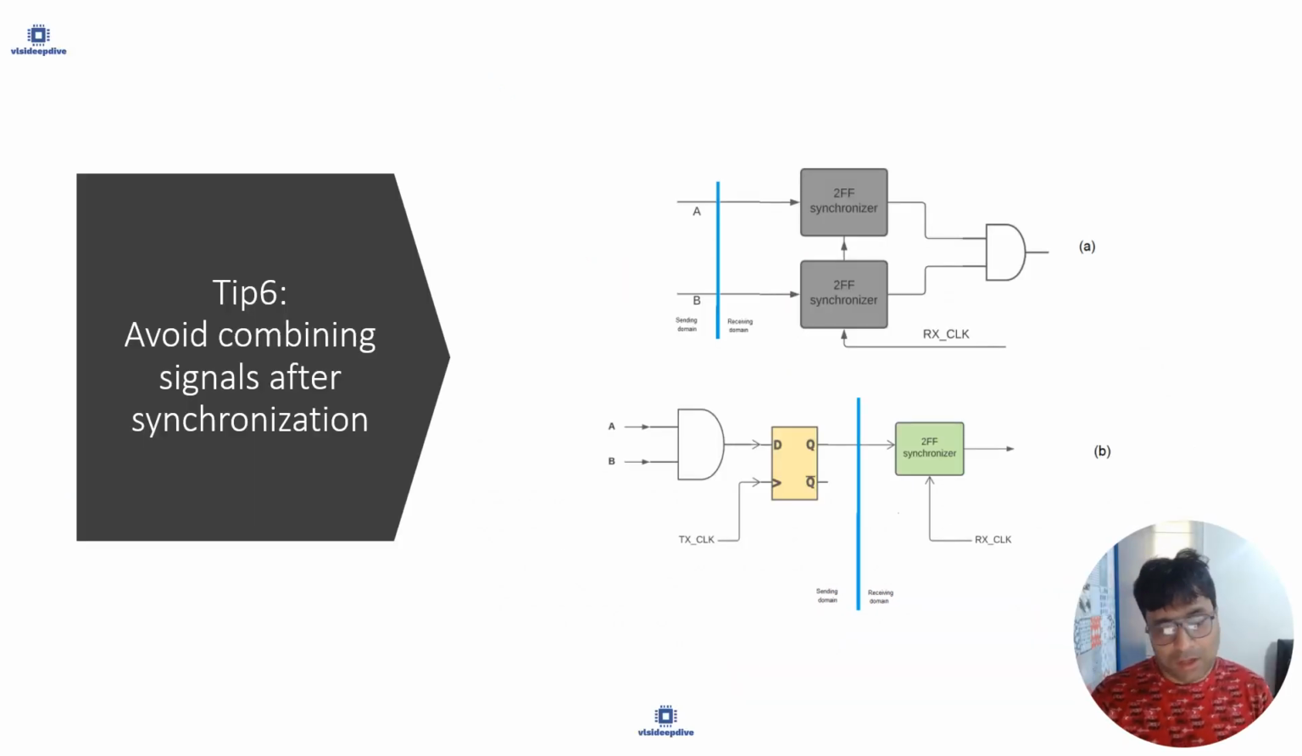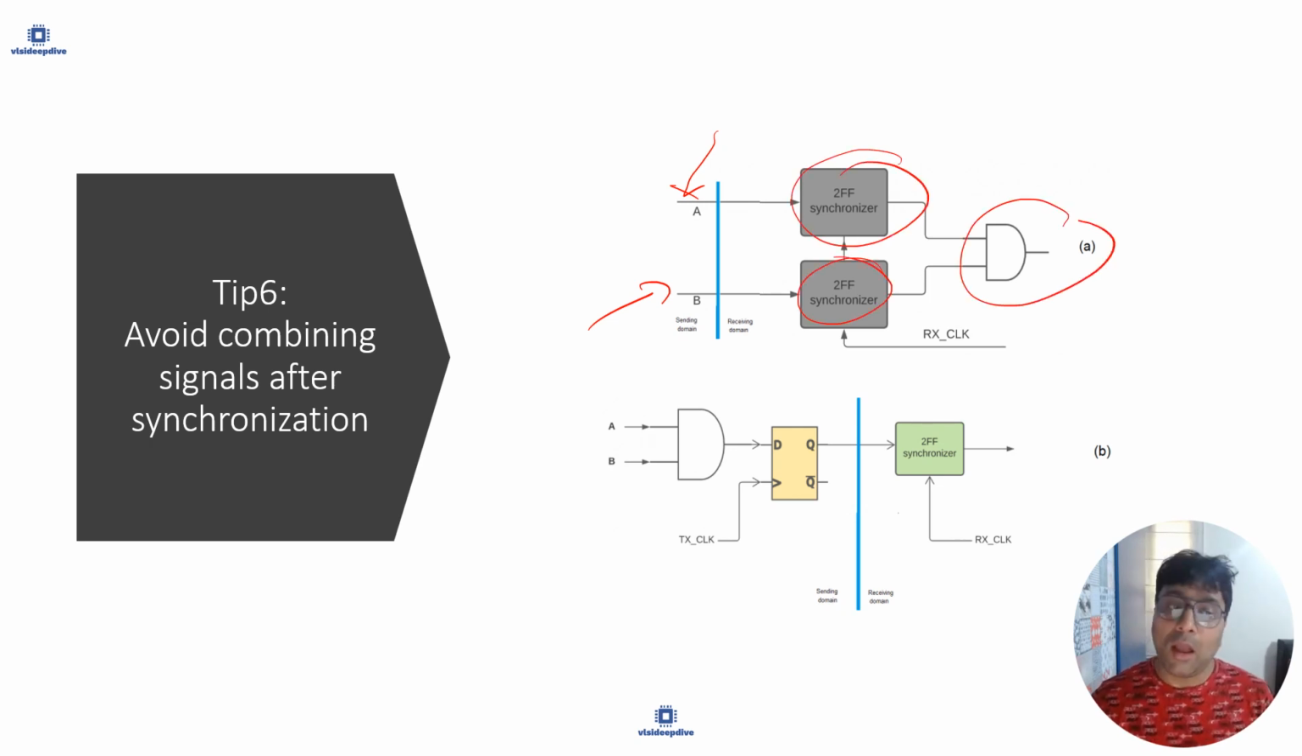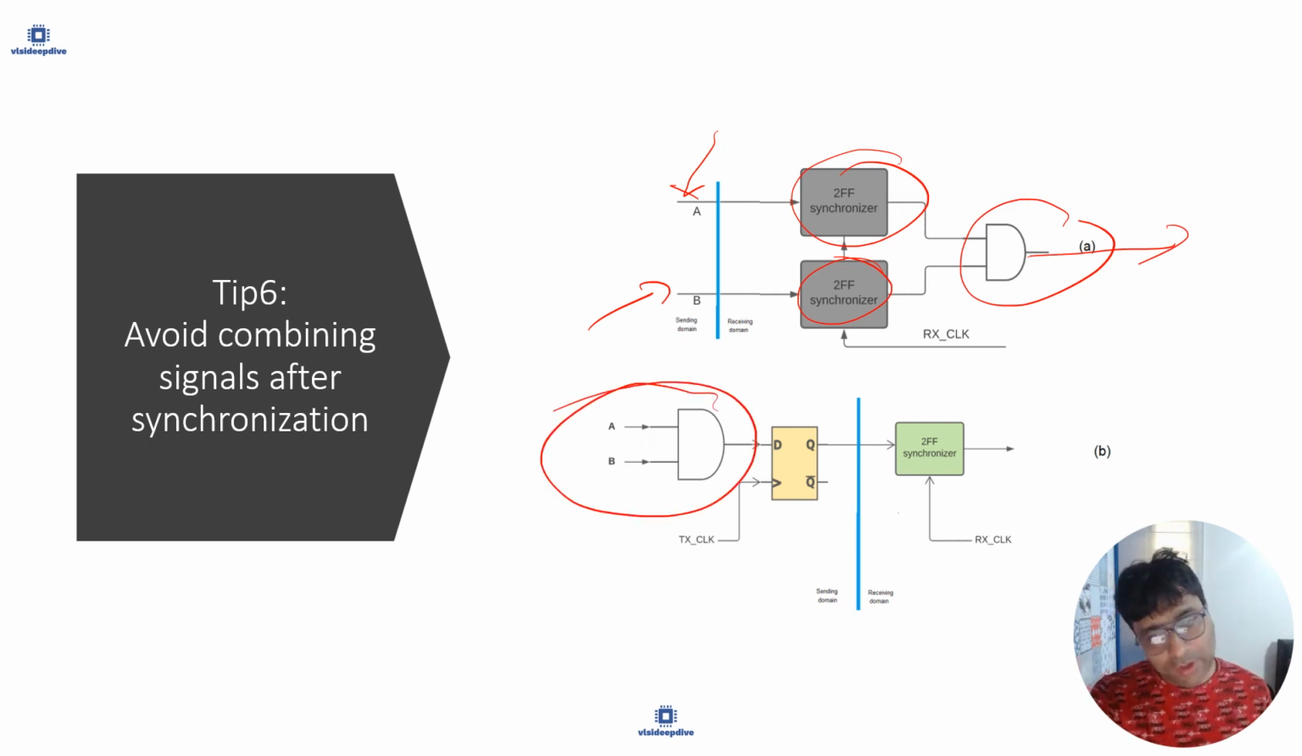Tip number 6, avoid combining the signals after synchronization. If you're sending two signals, signal A and signal B, to synchronizers, and then combining them after that, avoid that. As we saw, you can have correlation loss and this may not behave as intended. So combine the signals before, in the transmitting domain itself, feed it to a flop because you don't want combinational logic feeding a synchronizer, and then transmit and just use one synchronizer. So avoid combining the signals after synchronization.